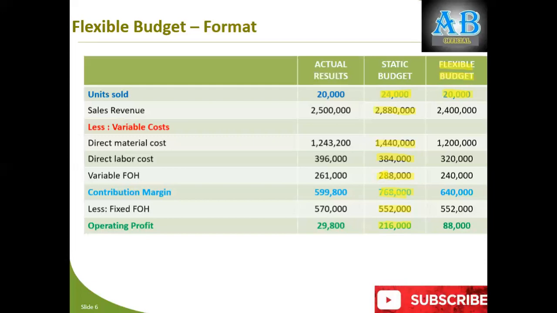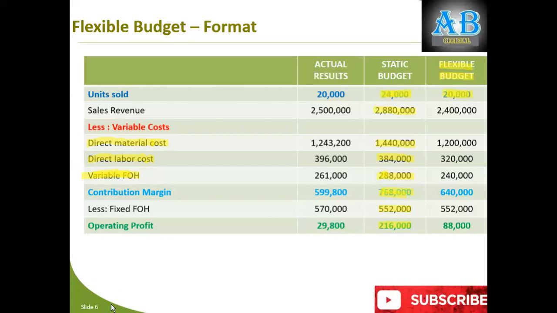Like in this simple scenario, it is identified, but in some complex questions, which I will discuss in any other video, by working on Excel sheet. Like here, direct material cost is by behavior variable cost, direct labor cost is by behavior variable cost, and variable FOH is a variable cost by behavior. So you are supposed to adjust your variable cost for the proposed activity level, which is now 20,000.